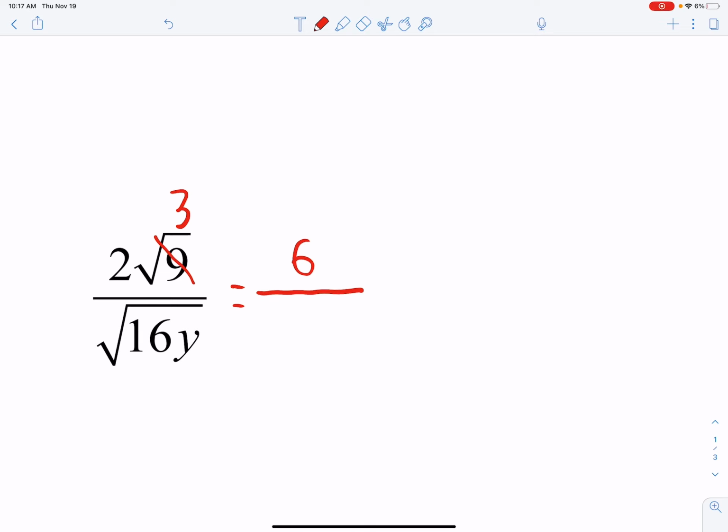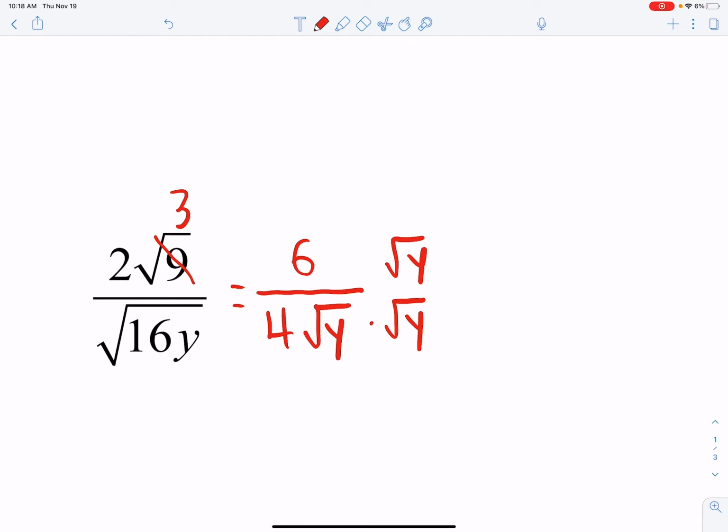On the bottom, that's one of those roots we can simplify part of it, but not the other. We can simplify the square root of 16 and get 4. But we can't simplify the square root of y, so that just has to stay under the root sign. So now we need to get rid of the square root of y. So we multiply the top and bottom parts by the square root of y.